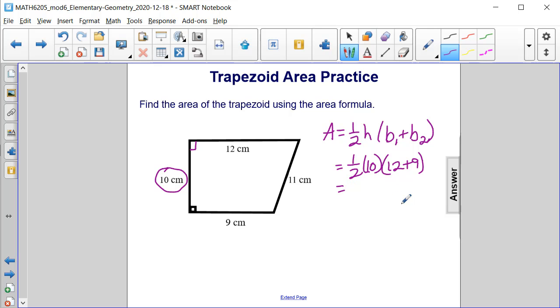And then if we simplify this, half of 10 is 5, and then the sum of 12 and 9 is 21. And if we multiply 5 times 21, we end up getting 105 square centimeters.